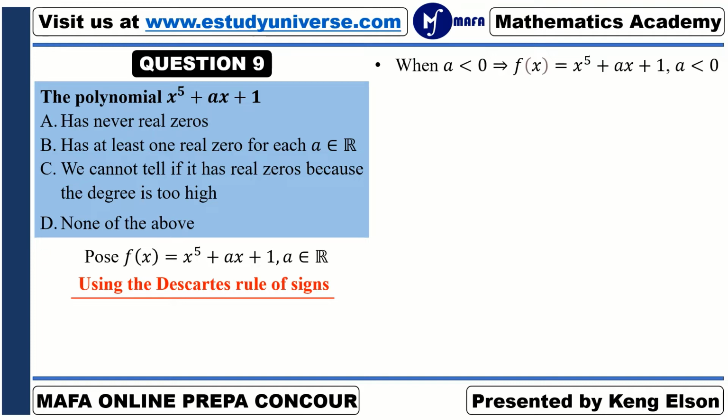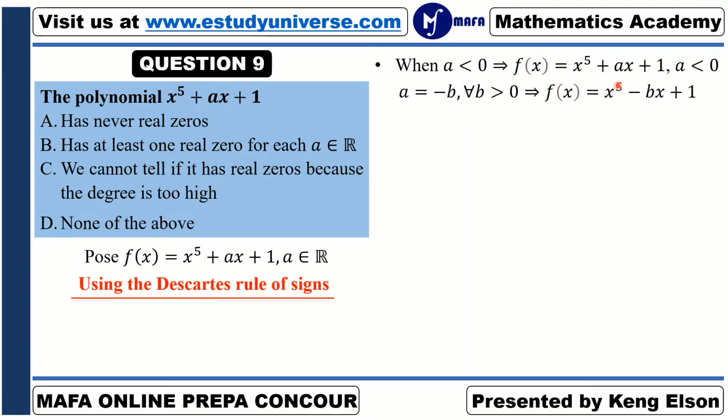Let us take the last case when a is less than 0. So when a is less than 0, we have f of x equals x to the power 5 plus ax plus 1, and we specify that a is less than 0. But if I actually explain the sign changes here, you might be lost.